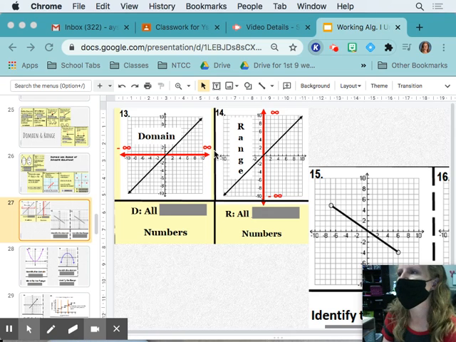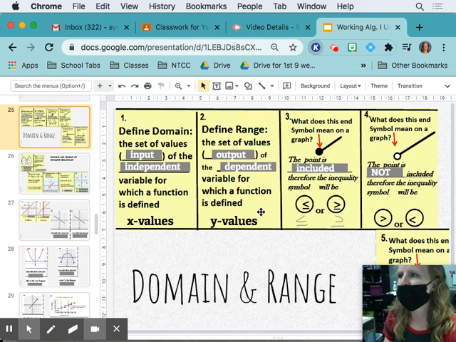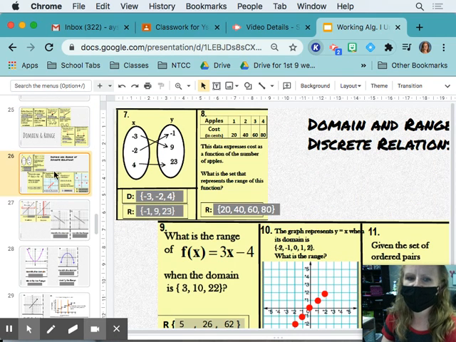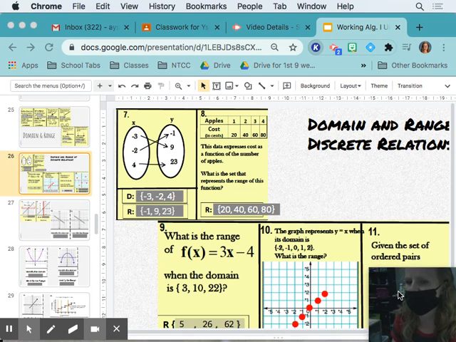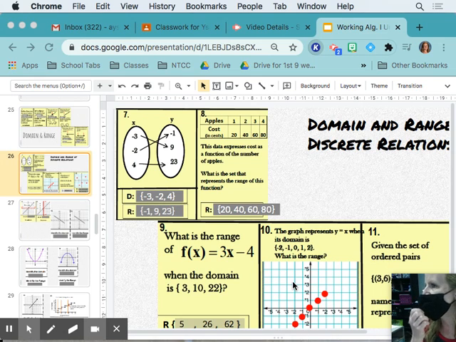Okay, we are continuing with domain and range. So make sure you look back at slide 25 for reminders. For the slides that we're doing today, we have continuous relationships. It means where the lines or points are connected. On slide 26, we just had coordinates or points, ordered pairs, and the points were not connected.